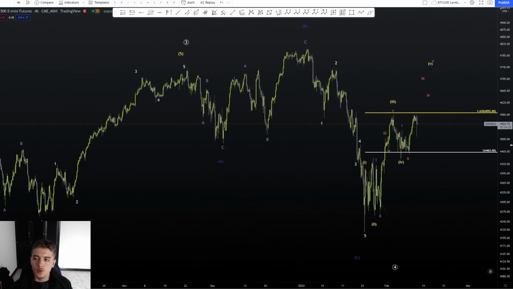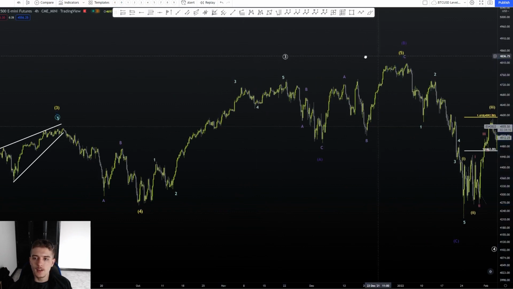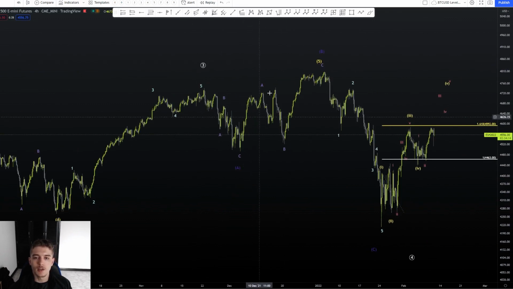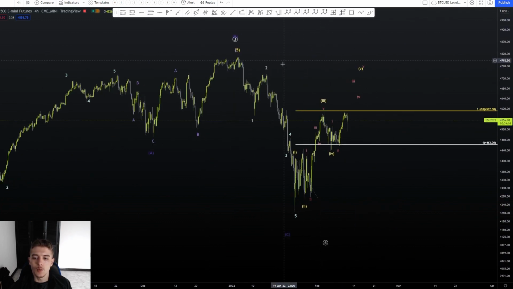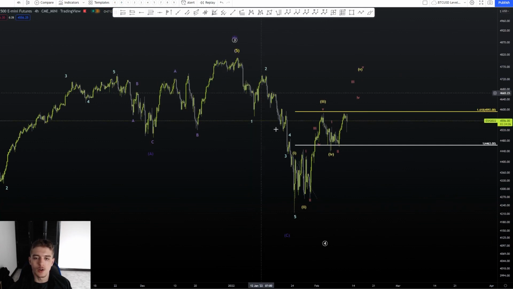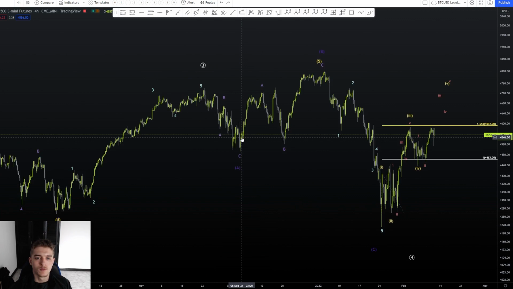And you could also put this wave 5 right here, in which case this would all be a 1 2 3 4 5 to complete this wave 5 in this wave 3 right here, in which case this wave 4 correction started right here instead of right here.